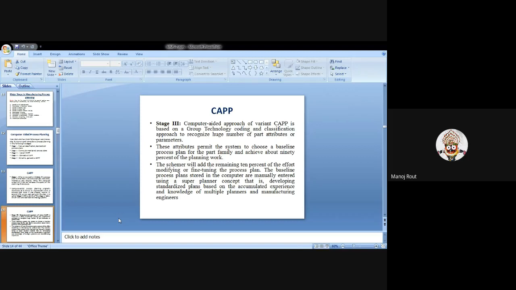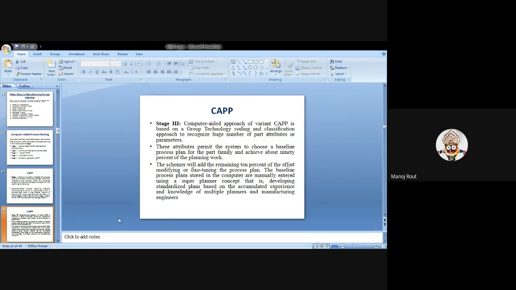if you go to step number 1, that is manually classifying or standardizing the particular process, then converting it into the computer manufacturing process plan. And in case of the third one, you can implement the cellular manufacturing technique or group technology for a huge number of parts or parameters. Then, if you go to point number 3, the schemer will be added, with the remaining 10% effort modifying and fine-tuning the particular process plan.